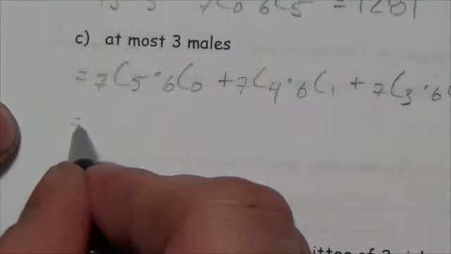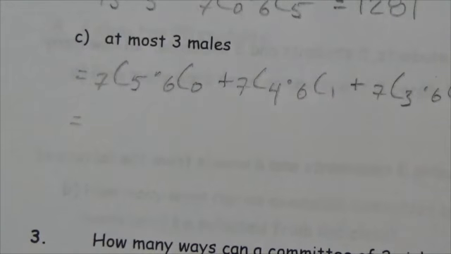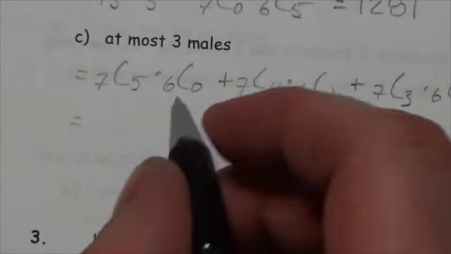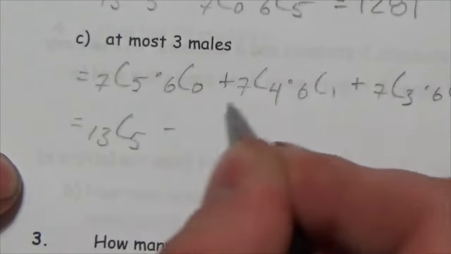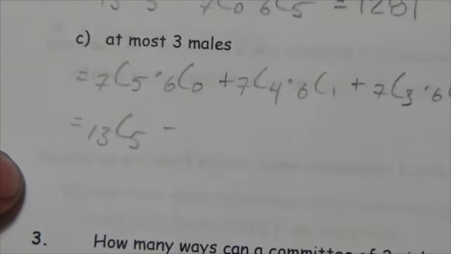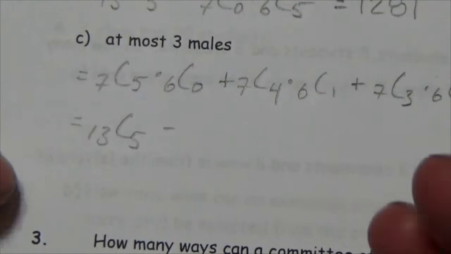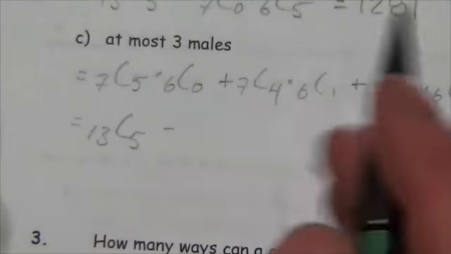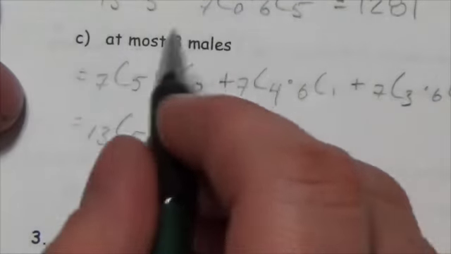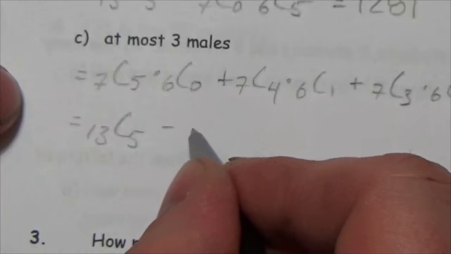Now, we could do this another way, okay? We could do this another way. We could, just like in the previous question, take a look at all the possible committees and then subtract from them the ones that we don't want here. And if it's at most 3 males, then what we're doing is we're going to get rid of the ones that have more than 3 males. So, and there are two ways that that could happen.